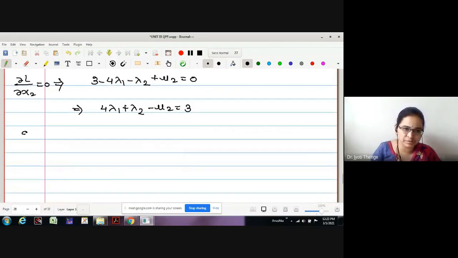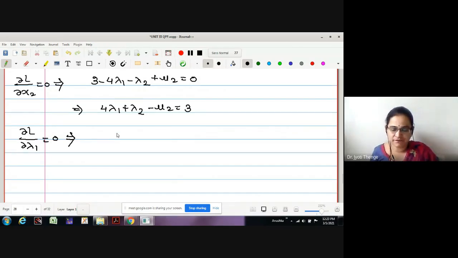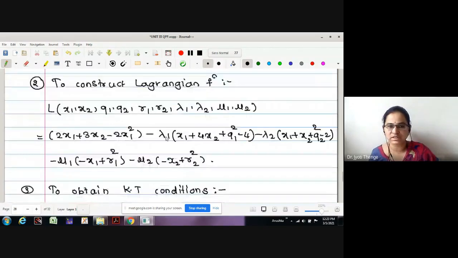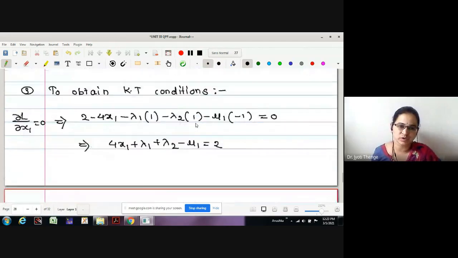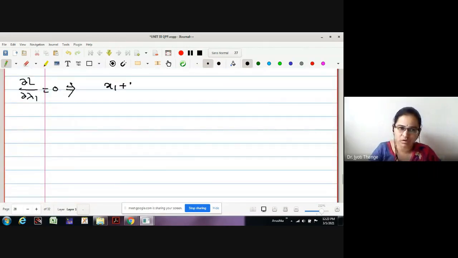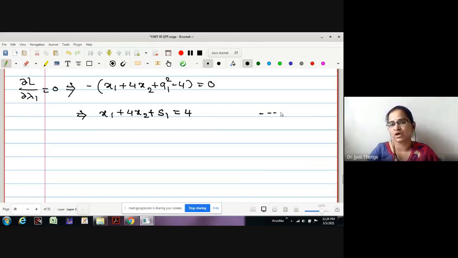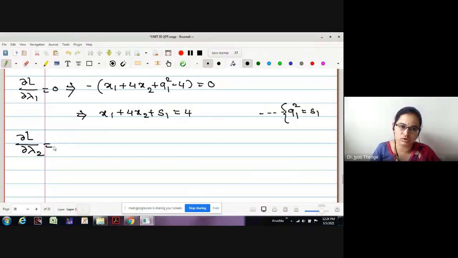If I differentiate with respect to lambda 1, what is it giving us? It is giving us the first constraint, x1 plus 4x2, with the negative sign, plus q1 square minus 4 is equal to 0. Let us absorb that negative sign, and simultaneously let us keep the value of q1 square as s1 and equate this to 4. The substitution is q1 square equal to s1.